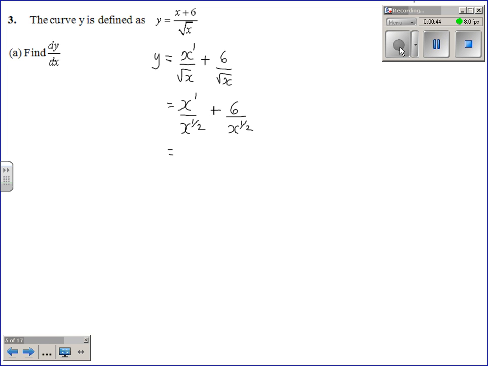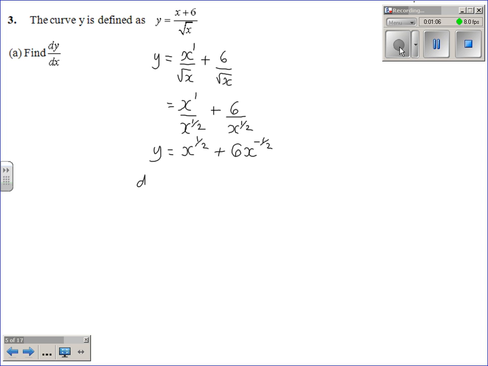So to get that all onto the numerator, we've got x to the power 1, and we're going to take away the indices. So 1 minus a half is a half. And here, we've got 6 on top. Leave the 6 on top. And we're bringing the x up, which means we need to change that positive indice to a negative indice. So we've got 6x to the power of negative a half. Right, we're all ready to go.